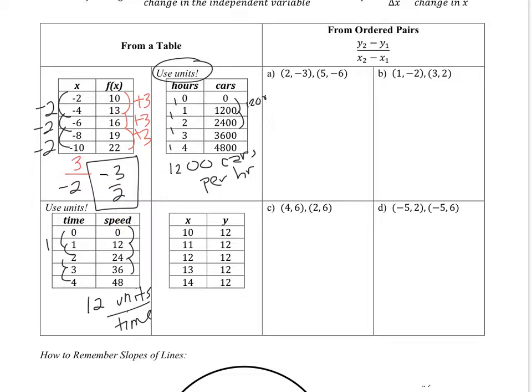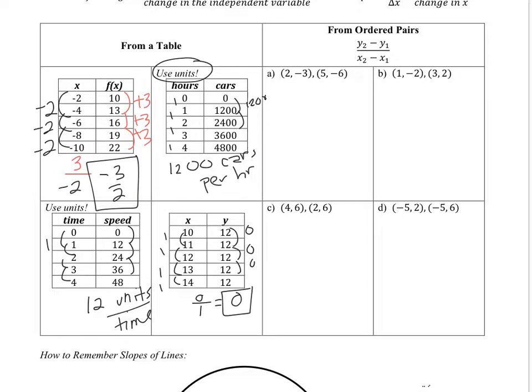So speed per time. And then right here, I'm going up 1, up 1, up 1, and I'm not changing right here: 0, 0, 0. So if the slope is change in y over change in x, then 0 divided by 1 is just 0. So the slope is 0.